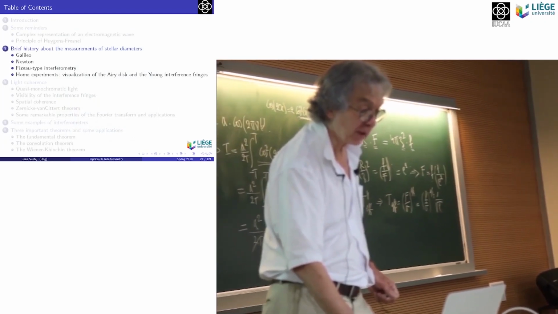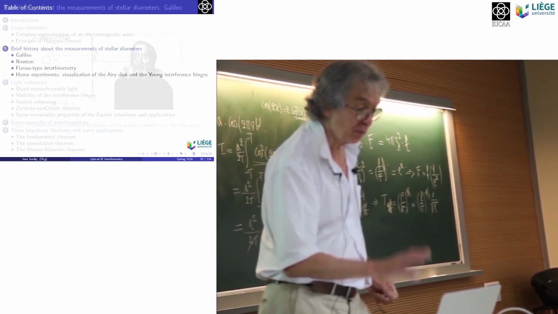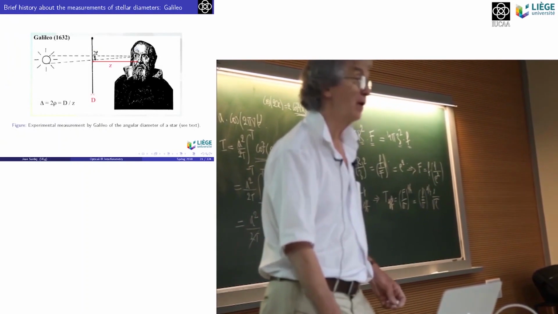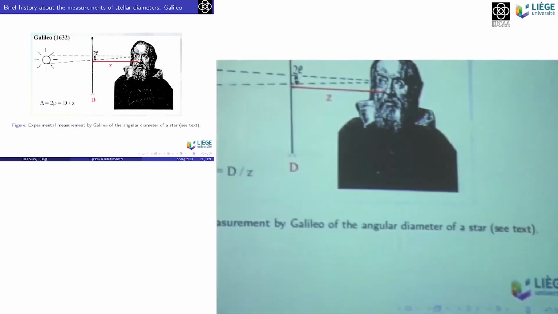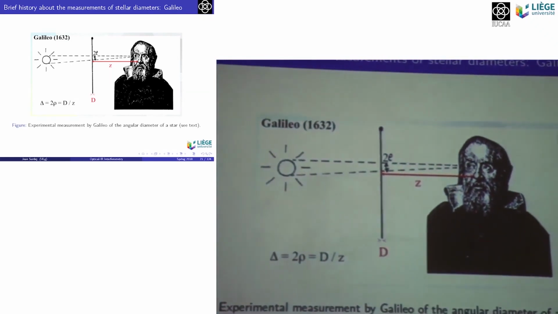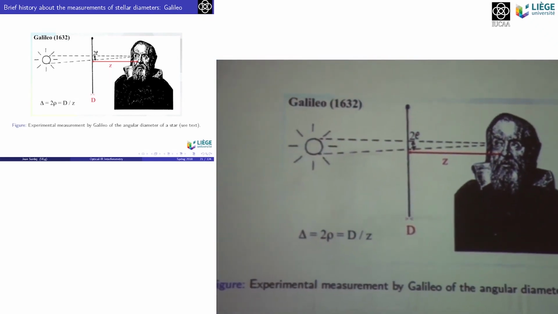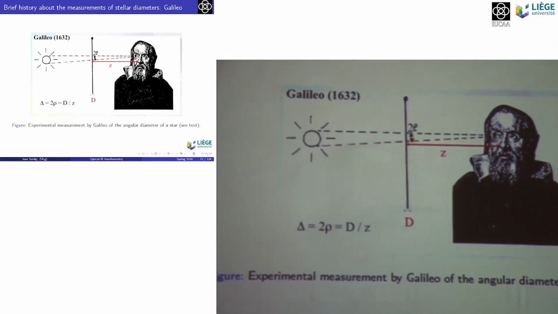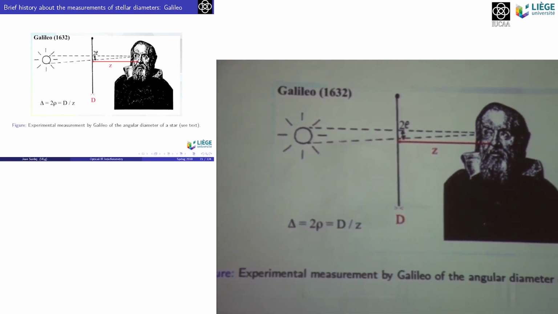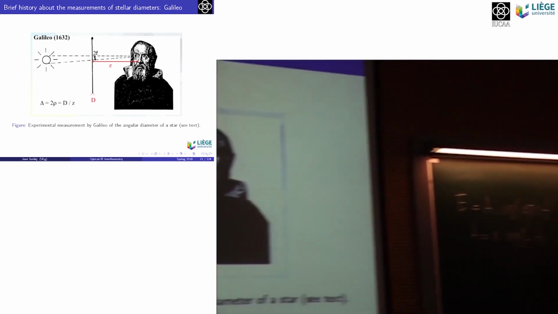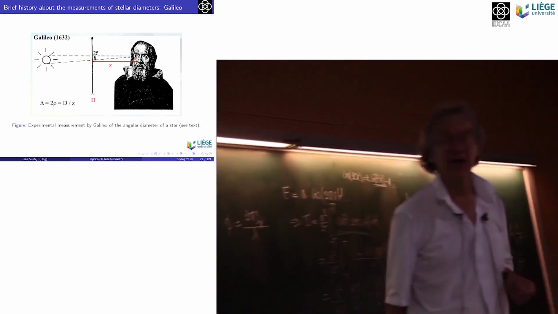Okay, now I come to a brief history of the measurement of stellar diameters. And everything starts with Galilei, in 1632. So the way he proceeds is as follows. He tries to get an estimate of the size of a bright star. Let's assume that it is Vega, a star of magnitude 0 in the sky.